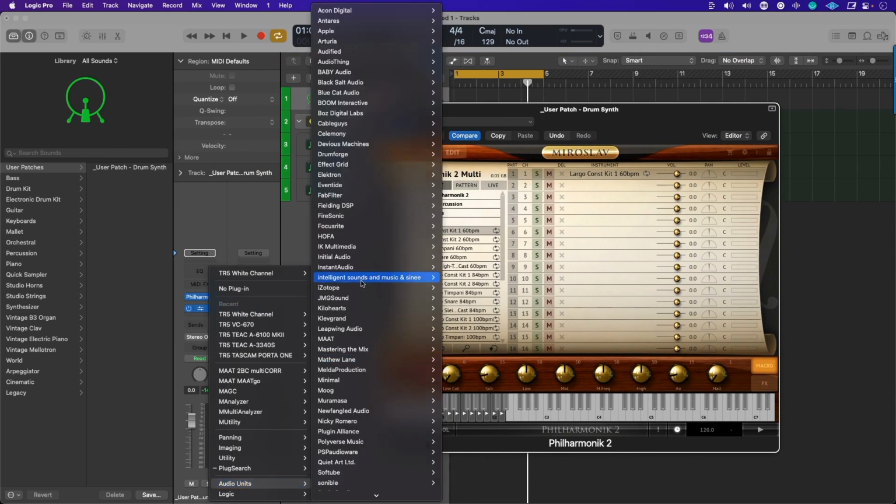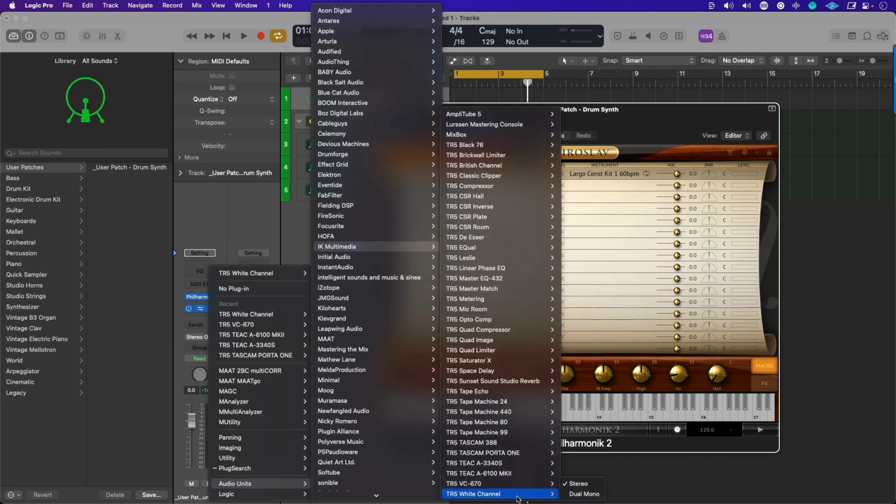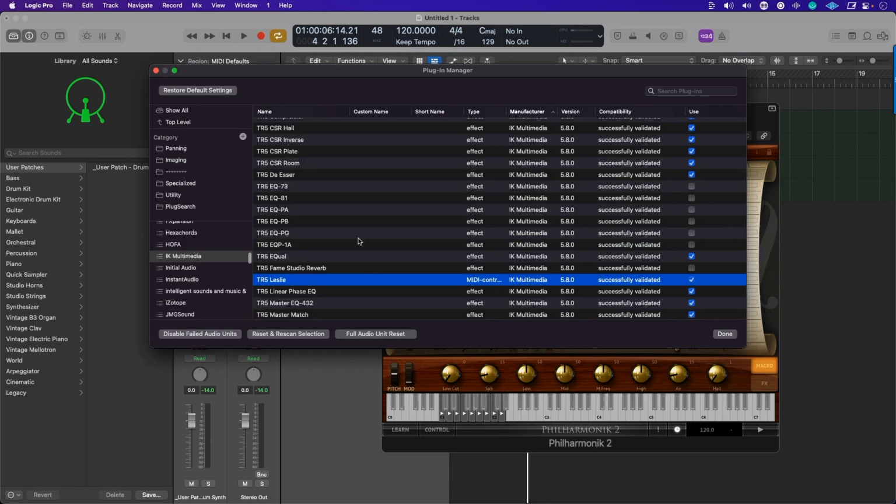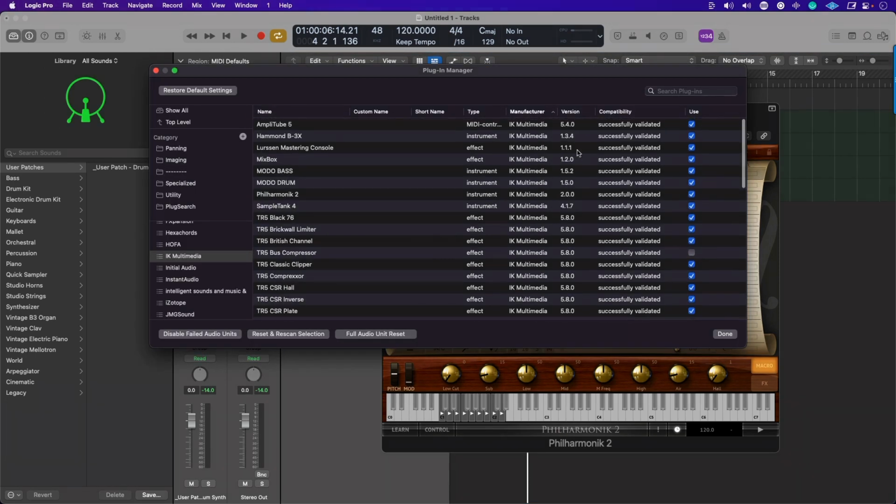I did have some issues loading the TR5 White Channel and the Classic, I think it was the Clipper, may have been something else, but it definitely took a little bit of fixing. What I did, I went into the plugin manager, and when something was not successfully validated, all I did was hit Reset and Rescan Selection. That isolated the problem and then brought me back to being successfully validated.